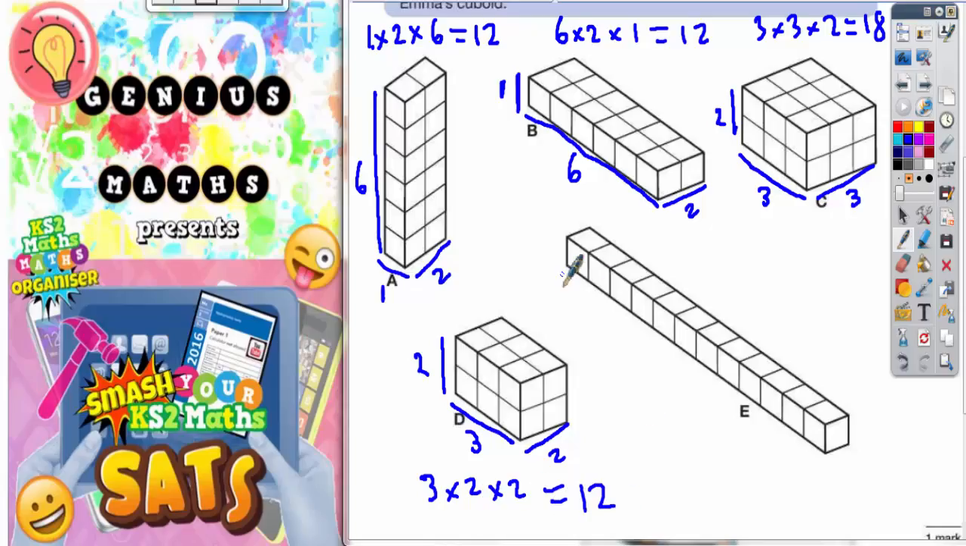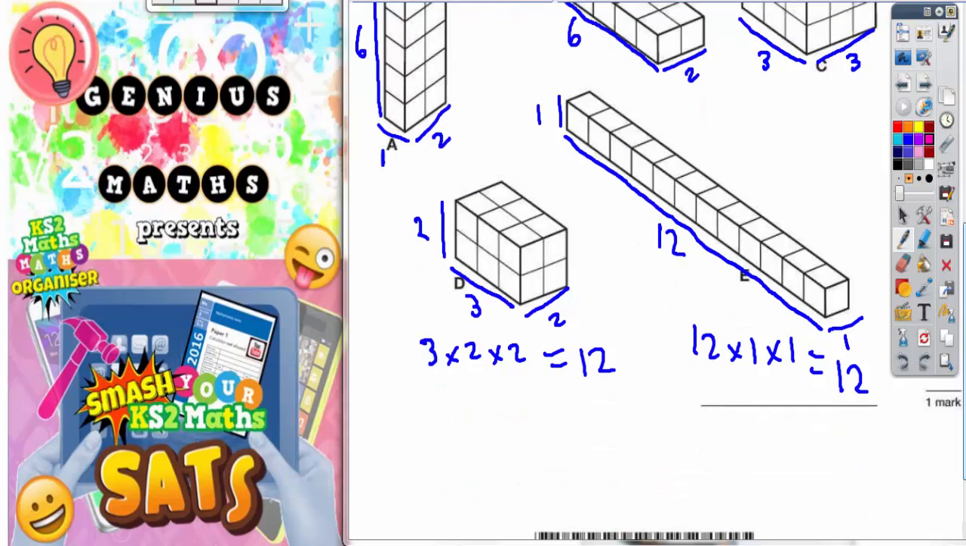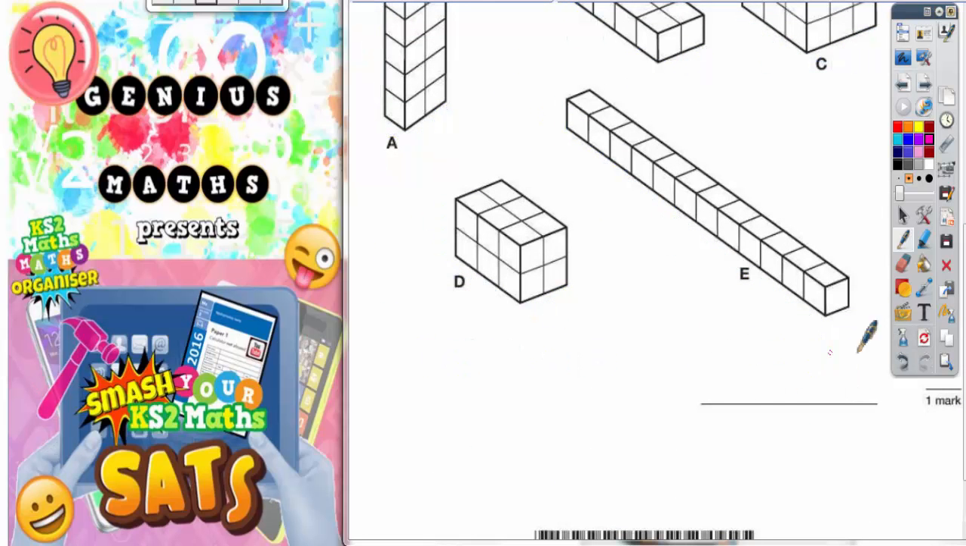And finally on E, this is a good one, so we've got 3 squares, 4, 5, 6, 7, 8, 9, 10, 11, 12 going that way, 1 going that way, and the height is 1. So this one's going to be 12 times 1 times 1. 12 times 1 is 12, and 12 times 1 is 12 again. So every single answer is 12 except for letter C, which has a volume of 18. So the answer is still letter C.